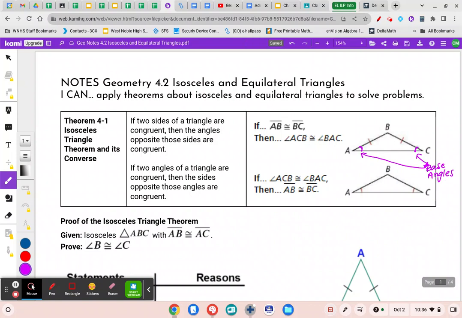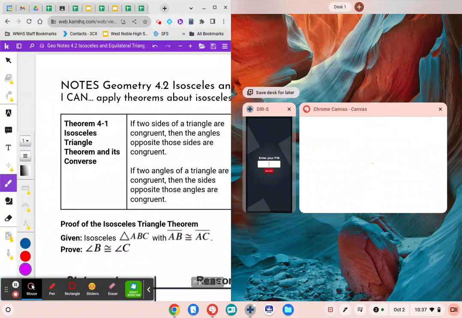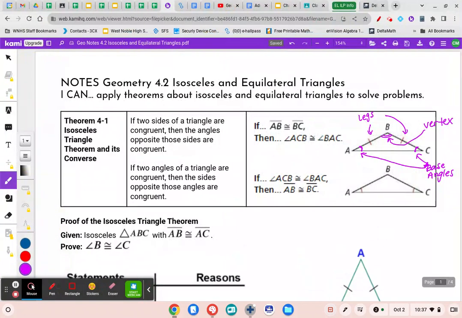The congruent sides are considered the legs, and the non-congruent angle between the two legs is called the vertex angle. Okay, so those are just a bunch of vocab terms to help you out when we're talking about isosceles. Keep those in mind.